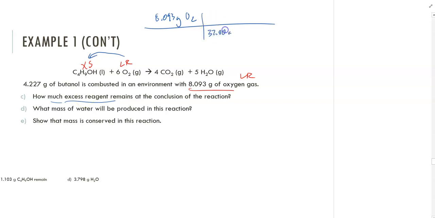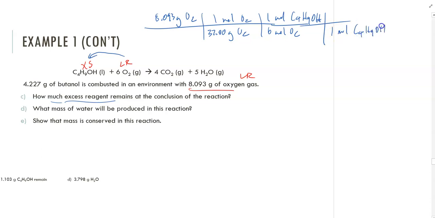So 32.00 grams of O2 for every 1 mole of O2. For every 6 moles of O2, you will also use up 1 mole of butanol. And then, since I'll have a mole amount of butanol at the end of this, I'm going to switch it back into grams. So 1 mole of C4H9OH, and then you get 74.12 grams of this butanol.